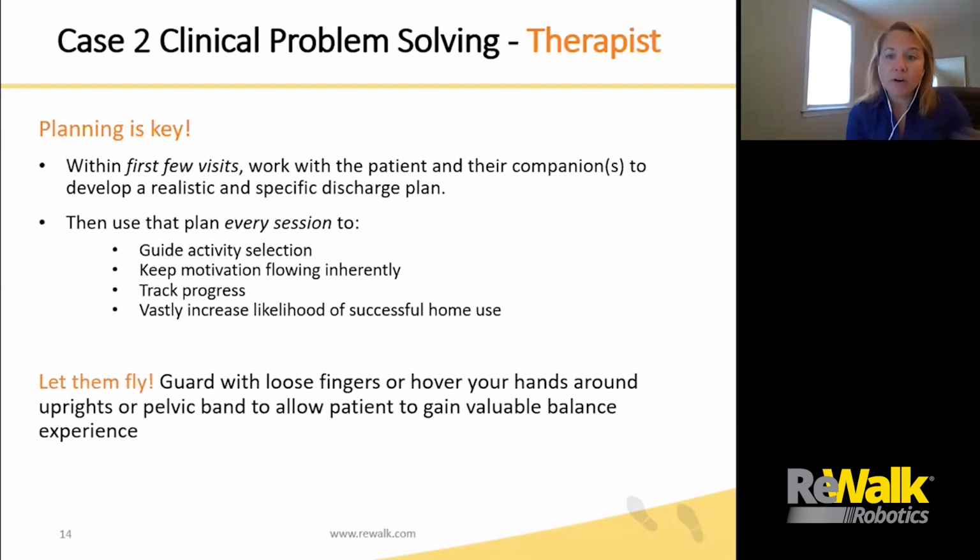Okay, so in the more advanced phases of training, what can the therapist do? Really, planning is key. Just like in any other physical therapy plan of care, you want to start early and work with the patients to plan how they're going to carry over what they do with you at home. So really within the first few visits, you want to work with both the patient and their companions to develop a realistic and specific discharge or usage plan. You want to then use that plan every session to guide activity selection, keep them motivated, keep everybody accountable, track progress, and really just significantly increase the likelihood of them using it at home.